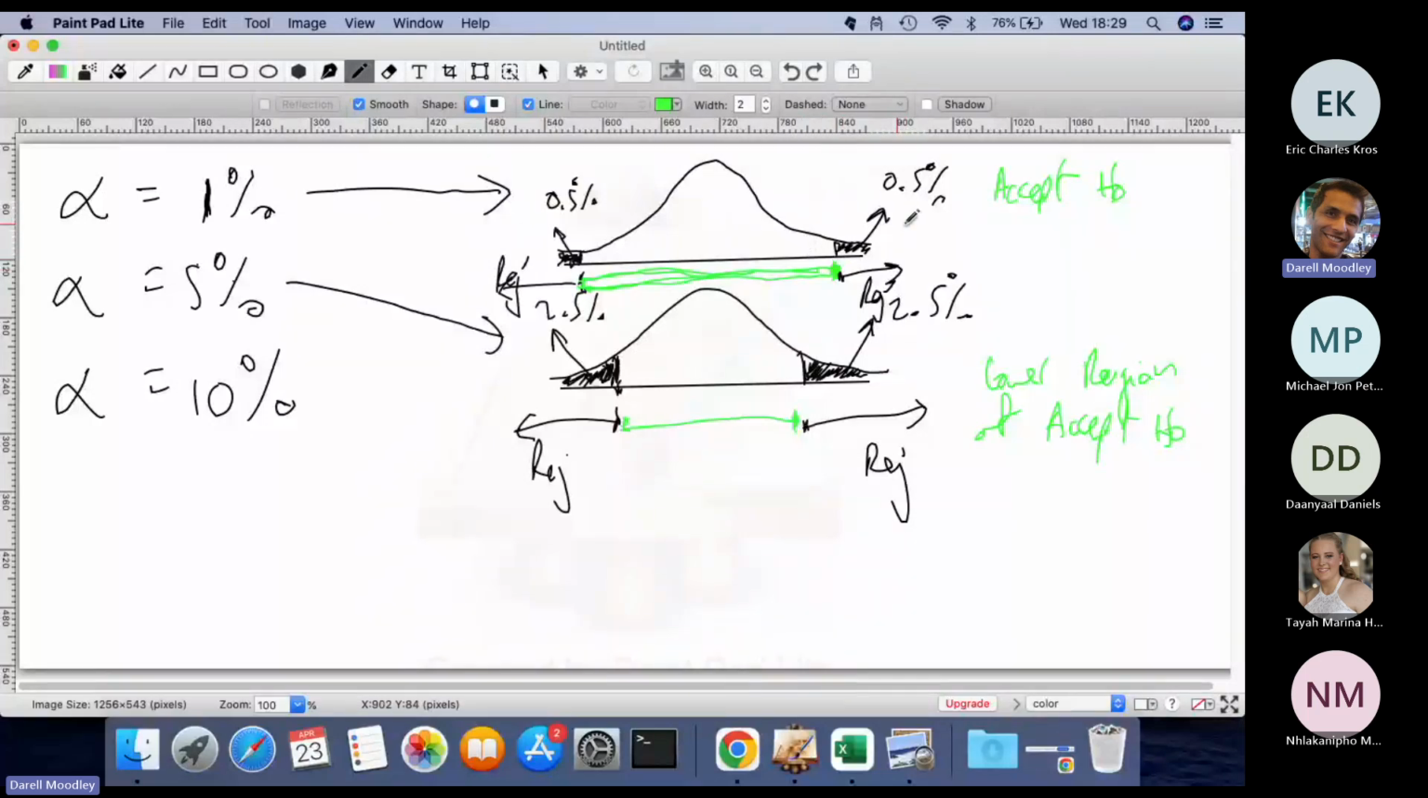Versus if you're a bit more lenient, not as conservative, you would choose a smaller alpha. That's why you have a bigger region on the top. Does that make sense?